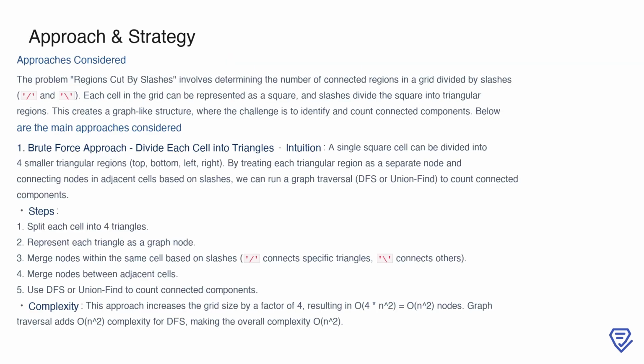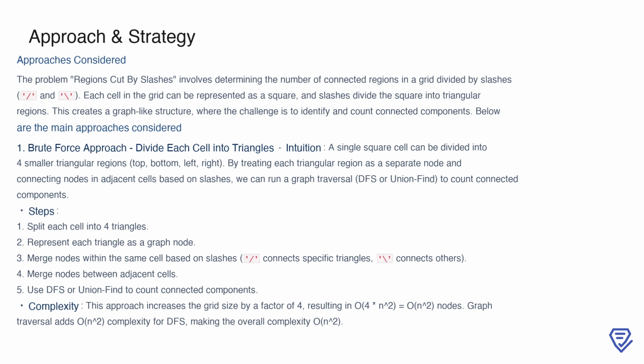To solve the problem Regions Cut by Slashes, we need to determine the number of connected regions in a grid where each cell is divided by slashes, represented as forward slash and backslash. Each of these slashes splits a square cell into triangular regions, creating a graph-like structure. The challenge lies in identifying and counting the connected components formed by these triangular divisions.